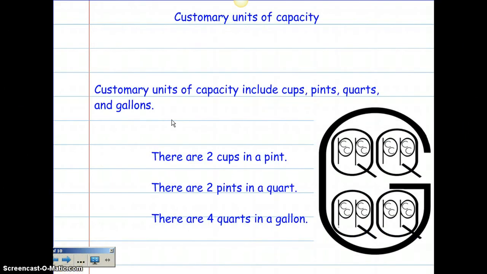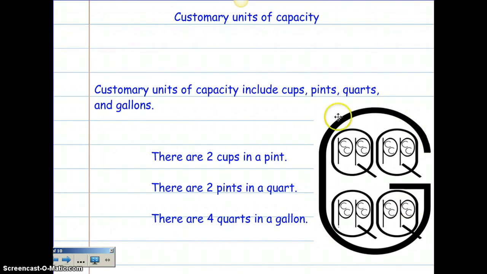Let's move on to units of capacity. Make sure you fill this in on your homework. Customary units of capacity include cups, pints, quarts, and gallons. There are 2 cups in a pint. There are 2 pints in a quart. And there are 4 quarts in a gallon.